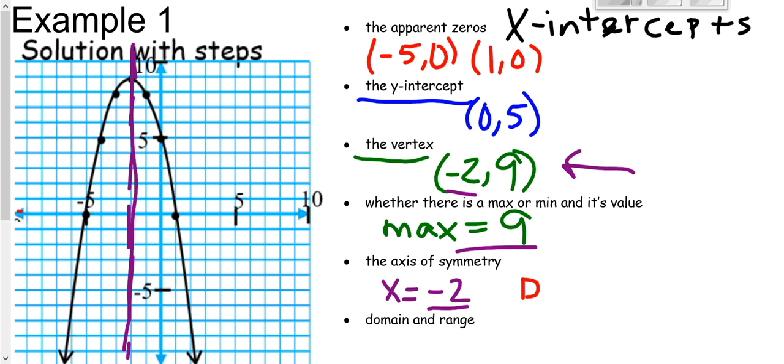Now, domain should be simple. Let's talk about this. We've got an arrow going this way. That means it's going down, but it's also kind of going to the left.